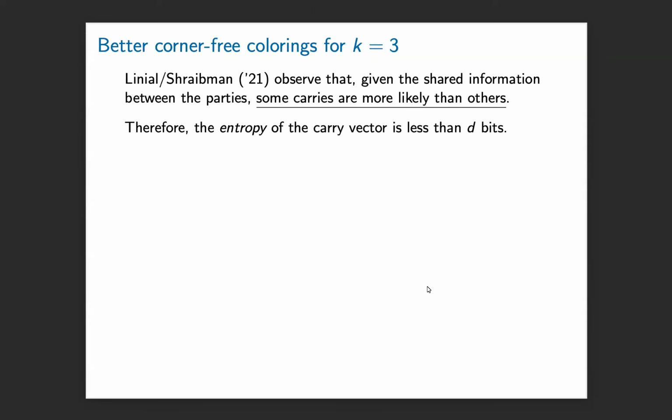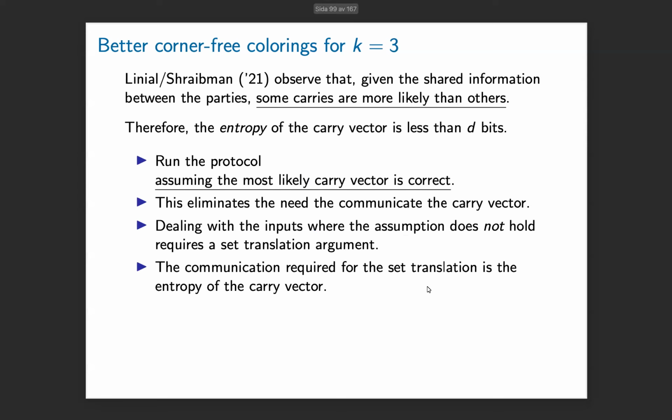So how do we improve this? Linial and Shraibman in 2021 observed that some carry vectors are more likely than others. Specifically, the entropy of the carry vector is less than d bits. So here's what they do. We just assume that the most likely carry vector is correct. And so we no longer need to communicate the carry vector, but we need to go back and fix the inputs where this doesn't work.